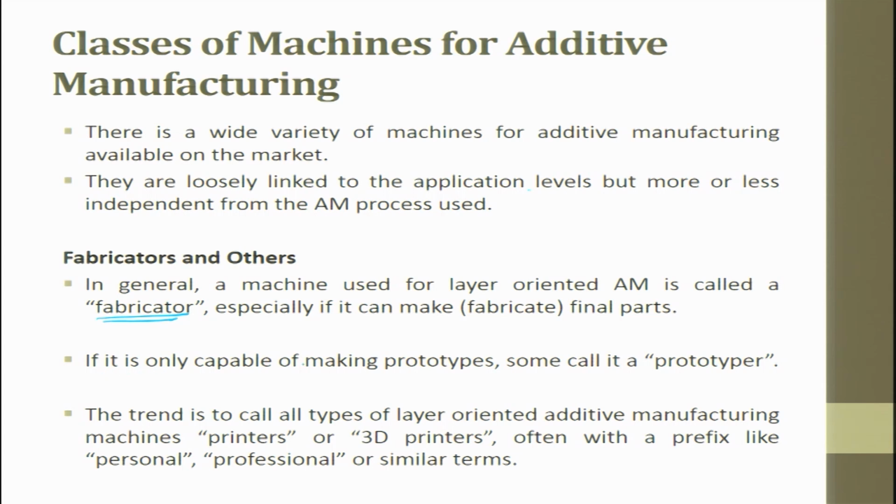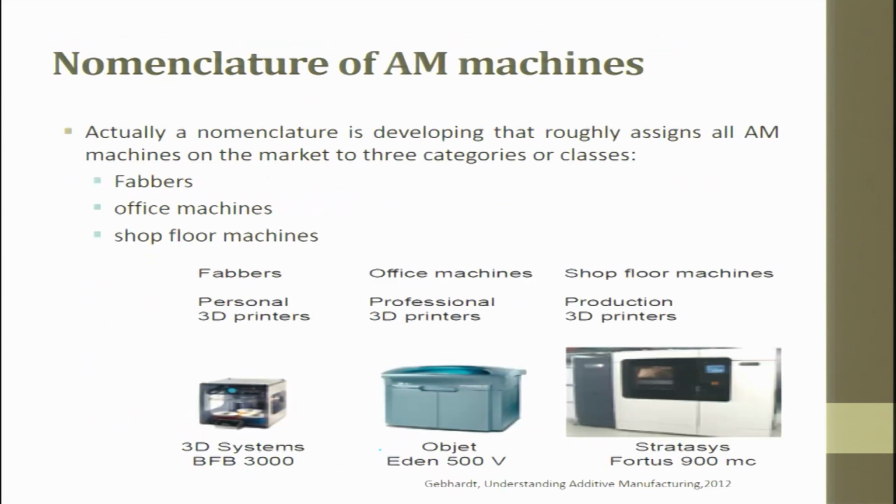If it is only capable of making prototypes, then it is called a prototyper. Please understand, a machine used for layer oriented additive manufacturing is called a fabricator. If it is only for making prototypes, it is called a prototyper. The trend is to call all types of layer oriented additive manufacturing machines printer, 3D printer, often with a prefix like personal, professional or similar terms generally used in additive manufacturing.